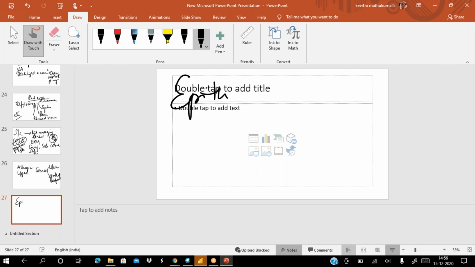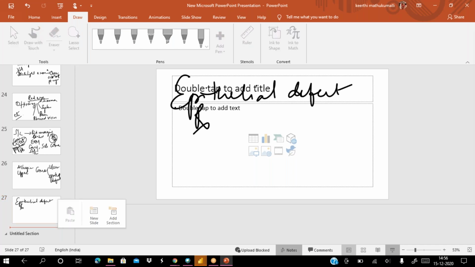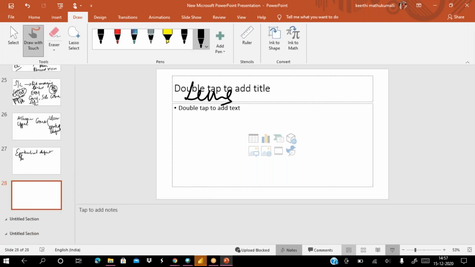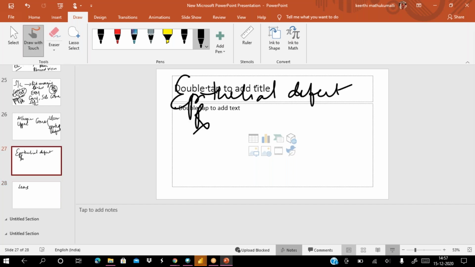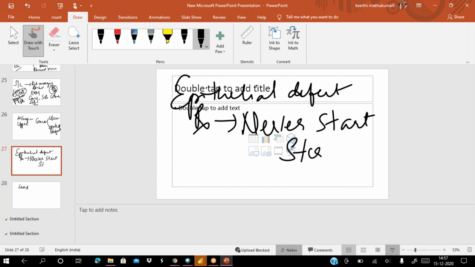So if a patient comes to you with epithelial defect, what is the treatment you are supposed to give? Fast. You want to start steroids? No, ma'am. Very good. So if there is any epithelial defect, never start steroids. Never ever start steroids. Always start the patient with antibiotic ointment and drops. Once the epithelial defect heals, then if you want to start the steroid, you can start.